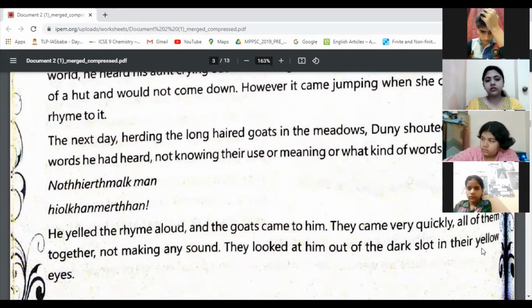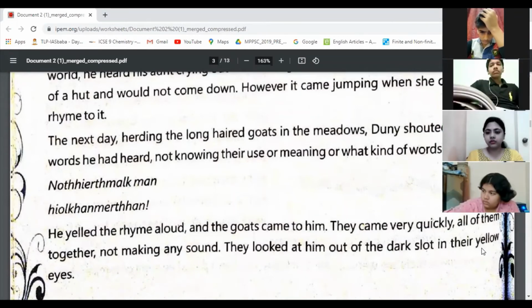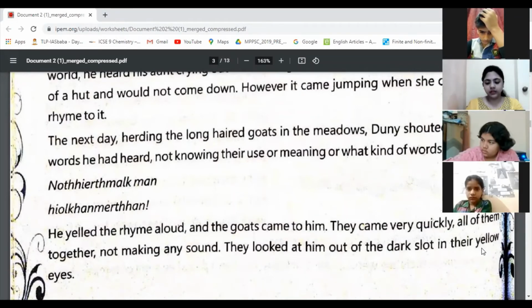He shouted the words which he had heard from his aunt. He did not know the meaning or use of those words, or what kinds of words they were. He did not have any clue about them. He just had learned those words, and he shouted them. He yelled the rhyme aloud, very loudly, and it worked on the goats. His spell worked on the goats.